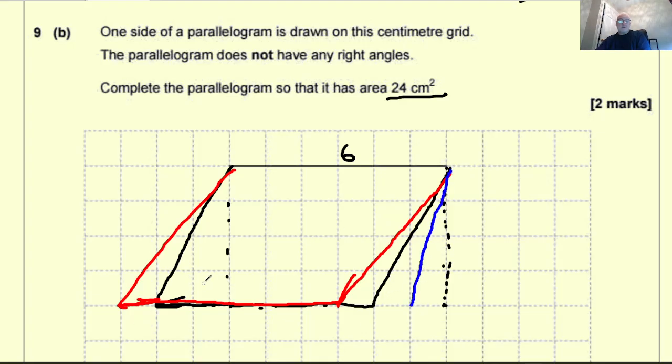As long as we are only 6 squares wide, that's still going to give me my 24 squares, because I've got 6 by 4 perpendicular height. So my height has to be 4 and my width has to be 6. It could go the opposite direction as well. We could go over here to the right instead of going to the left, as long as it's just offset.